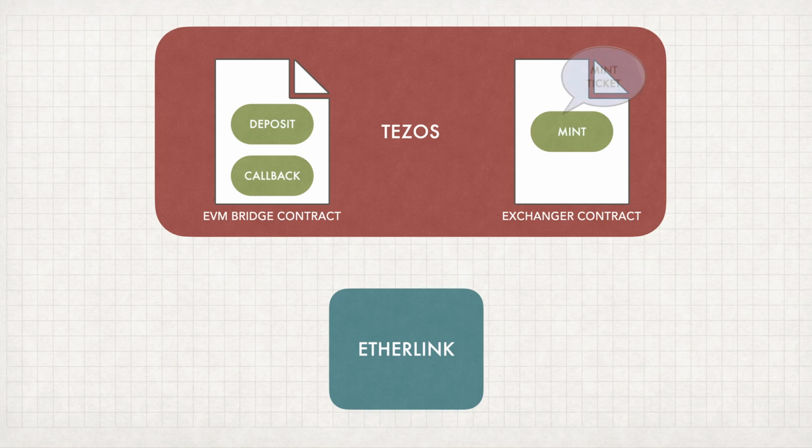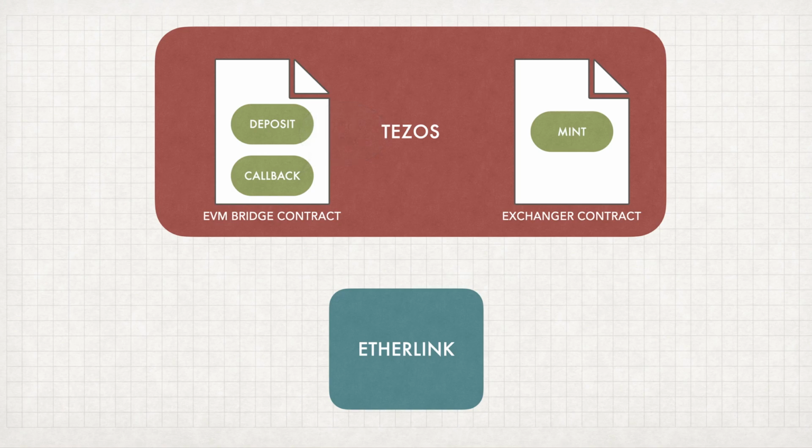The mint entry point in the exchanger contract receives the minting request from the EVM bridge contract and acknowledges the token deposit. It then proceeds to create a ticket representing the amount of tokens sent in the EVM bridge contract. The Tez are locked in the exchanger contract. A transaction is sent back from the exchanger contract to the EVM bridge contract, holding the ticket representing the locked Tez.